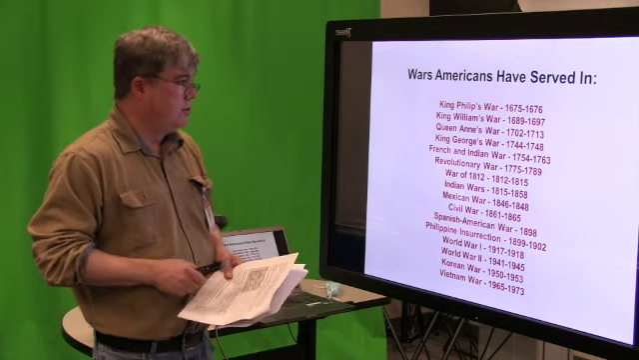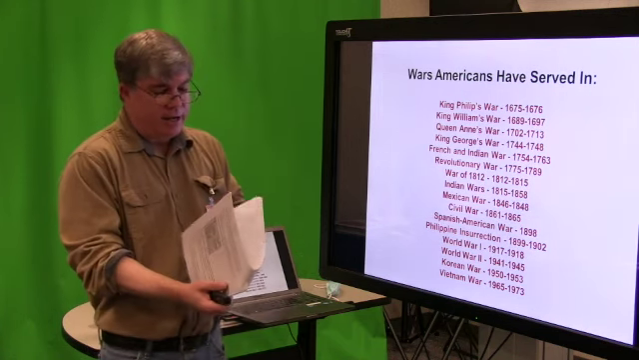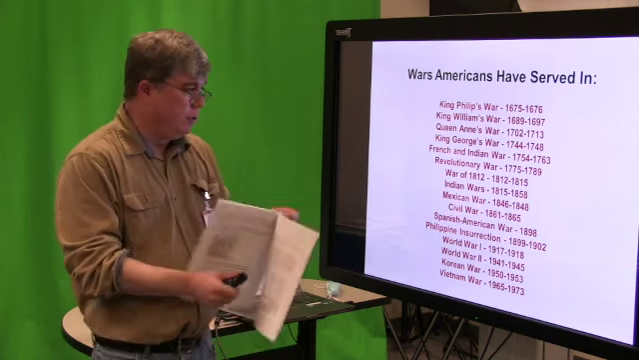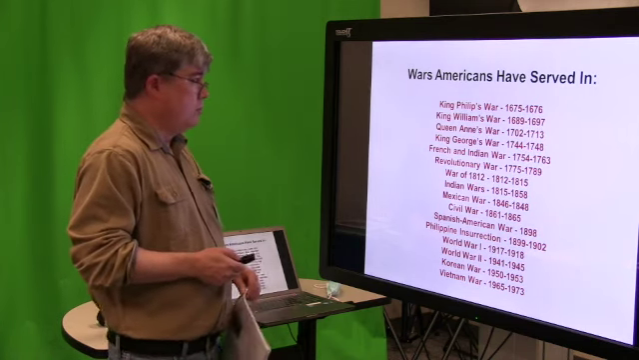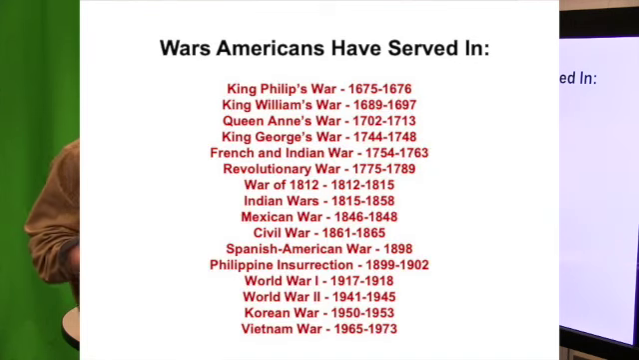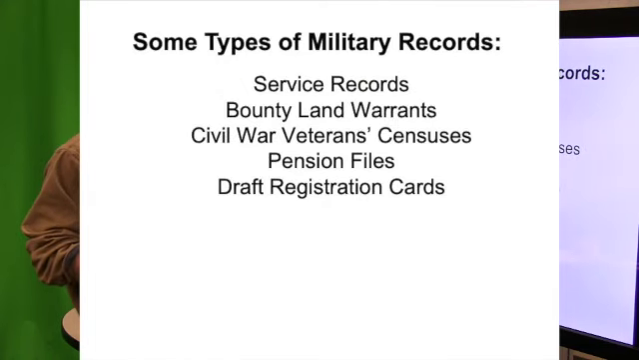and then in about 2 minutes or less, I want to briefly talk about military service records. So the handout goes into a lot more detail. I probably went overkill, but these are some of the wars Americans have served in. These are just the main ones, and this is listed in the handout. Some of the types of military records are service records, bounty land warrants, which we briefly talked about, Civil War veteran censuses, pension files, draft registration cards.